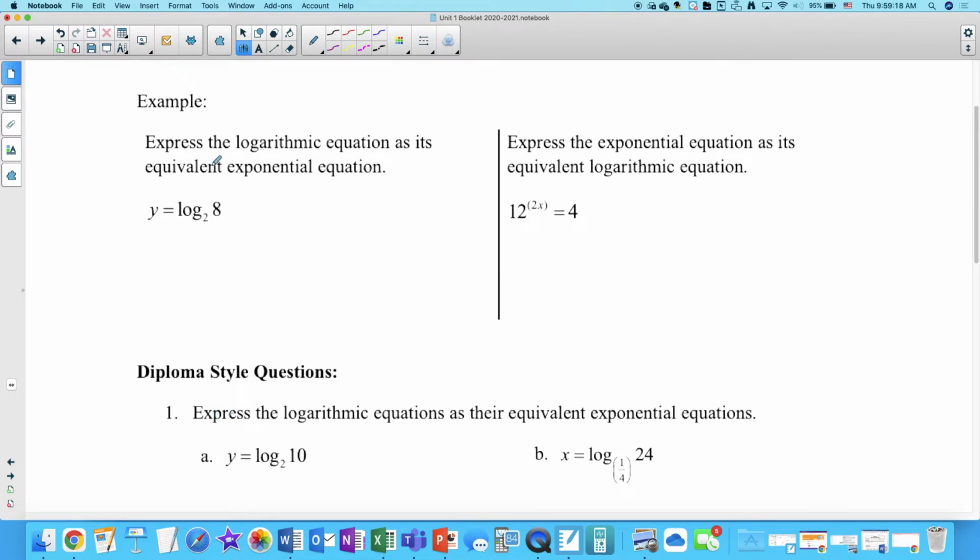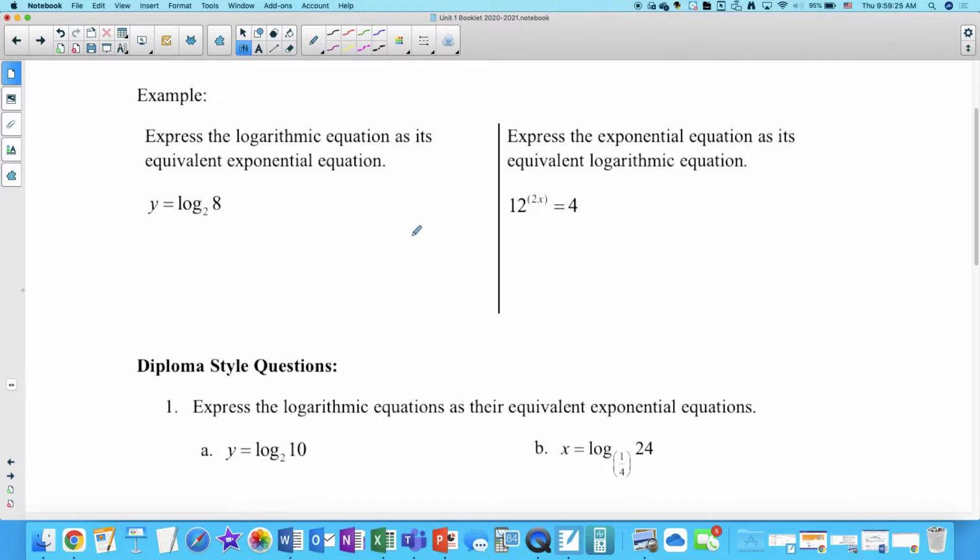Express the logarithmic equation as an equivalent exponential equation. Okay, so now we're going from the log form to the exponent form. What is the base of this exponent, of this power? Yeah, it's 2, right? Because it's the same as the base of the logarithm. What is the exponent on 2? Exactly, y, and that is equal to 8.